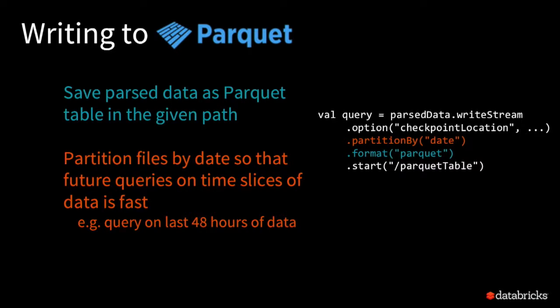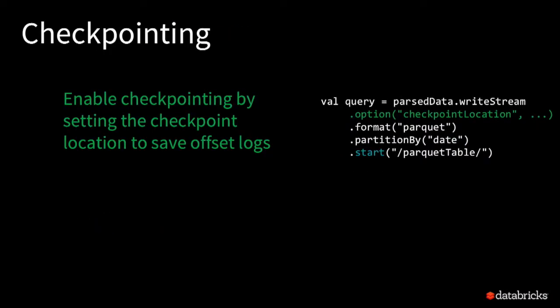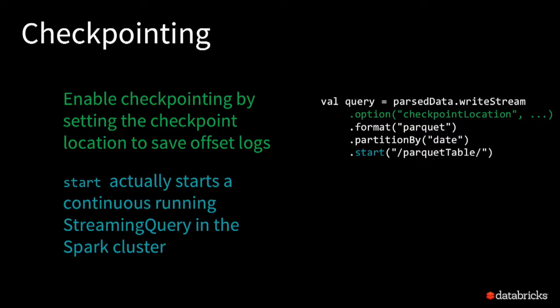In this case, I've chosen to partition by date, in which case data from different days will get written in different subfolders. Usual Parquet partitioning, you guys know about that. And then finally, I want obviously fault tolerance. All I need to do is specify this checkpoint location in an HDFS compatible file system, and that's it. The system will take care of everything else, doing all the checkpointing and stuff. And then finally, obviously, call start.